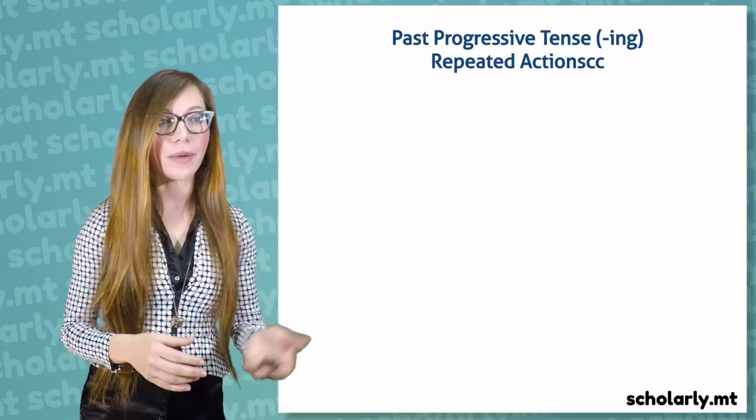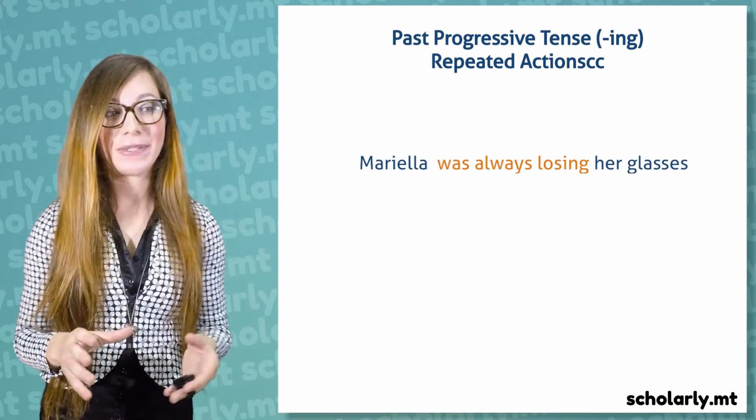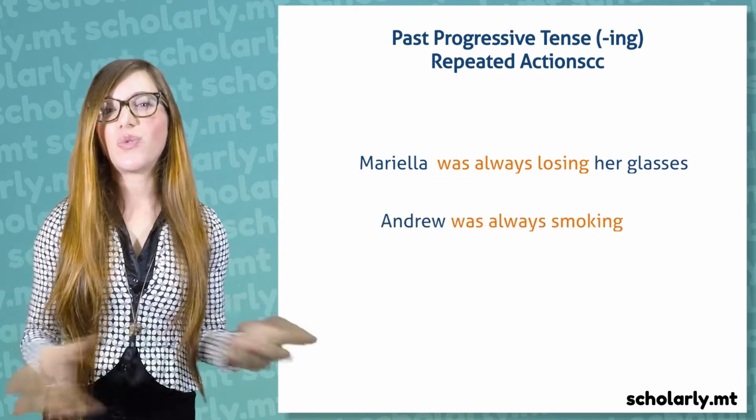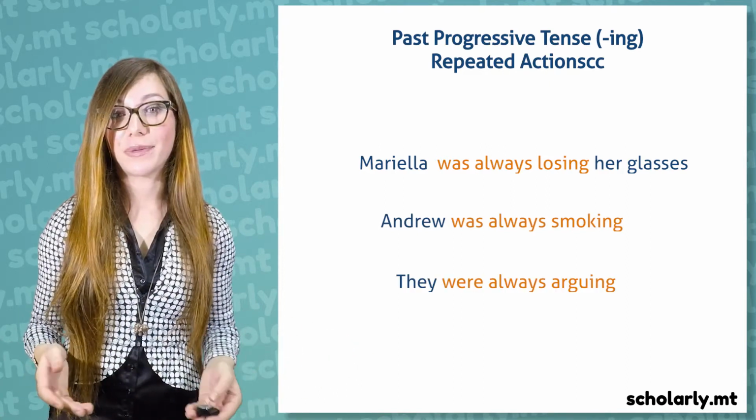The past progressive is also used when we're talking about repeated actions, similar to the present progressive. Actions that are often irritating to the speaker, so they happen more often than is necessary. For example, Mariella was always losing her glasses. Andrew was always smoking. They were always arguing.